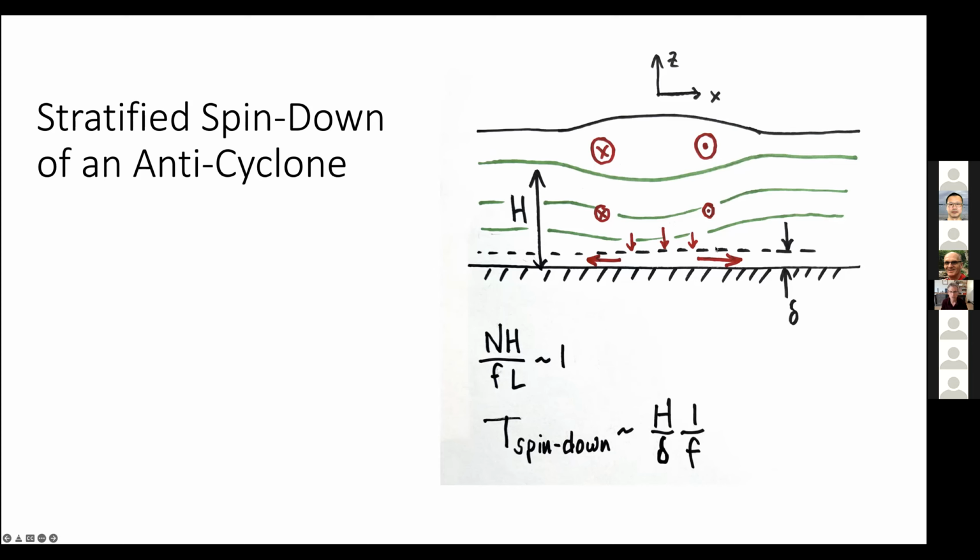So that's physically one reason why we expect compensation: friction removes energy from the bottom and leaves you with this compensated density pressure structure above it. This happens over a time related to H over delta times 1 over f, where H is something like the water thickness, delta is the boundary layer thickness, and 1 over f is just like a day.